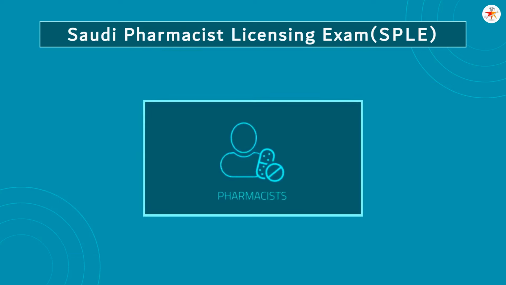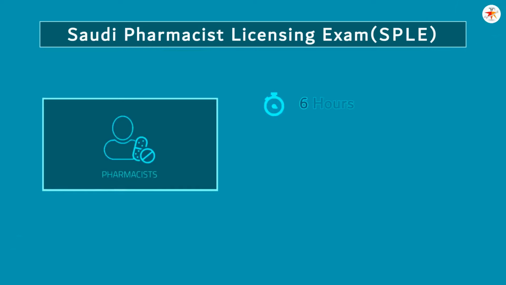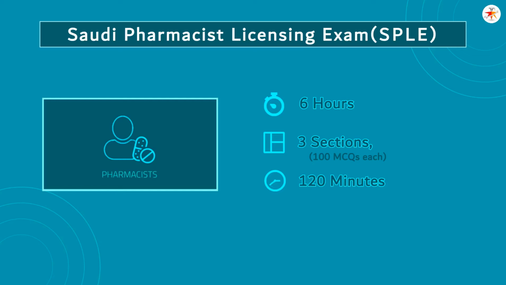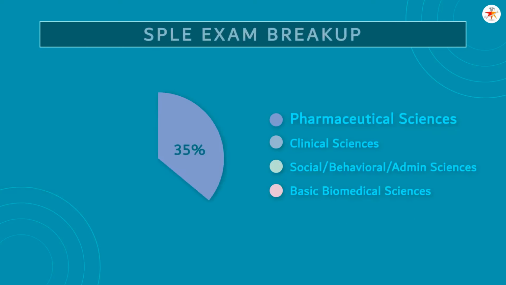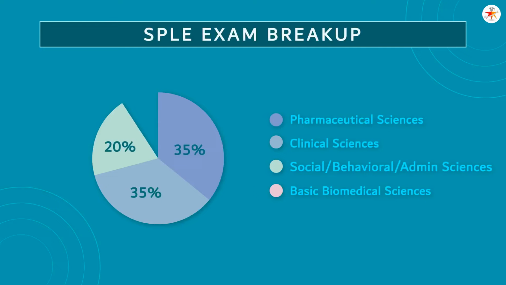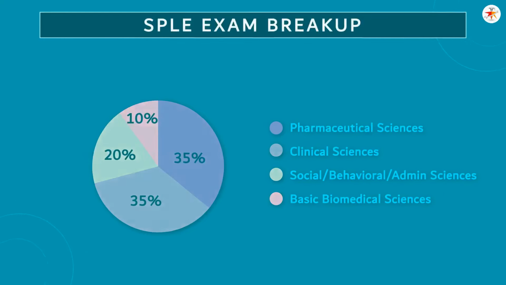The SPLE is a lengthy exam, consisting of 6 hours, and divided into 3 sections. Each section contains 100 questions, with a total of 120 minutes duration. You can take 2 scheduled breaks between Section 1 and 2, and Section 2 and 3, with a pooled total time of 45 minutes, to be divided between these 2 breaks, based on your preference. Passing score is 530 points, out of scaled score ranging from 200 to 800 points. The exam contains following percentage of questions from different topics in 4 major pharmacy content areas.